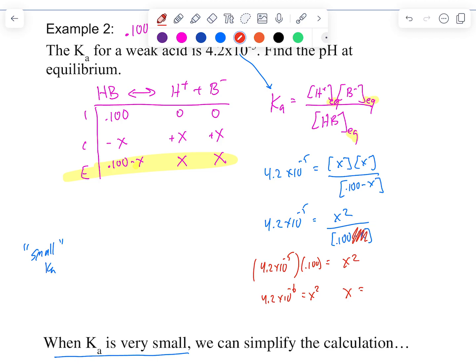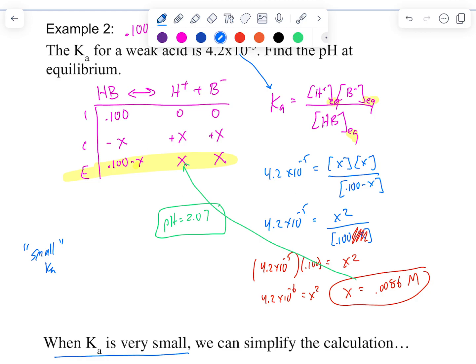So if we take the square root, we get 0.0086. And remember what we said x was. X was this. So that is our concentration of H+. So if we take the negative log of that value, our pH will be about 2.07.